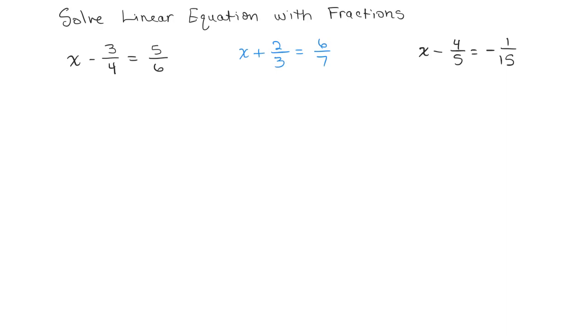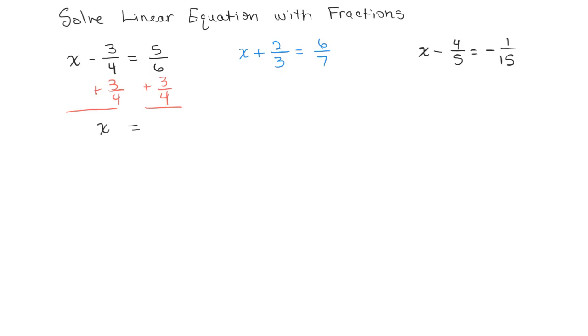You've got x minus 3/4 on the left-hand side. So to isolate x, we want to add 3/4 to both sides. All right, now, that'll give us our x on the left-hand side. We have to figure out what is 5/6 plus 3/4. So remember, you need to get a common denominator in order to add fractions. So between 6 and 4, the least common denominator is 12. You could use any common denominator, but I'm going to use the least common denominator.